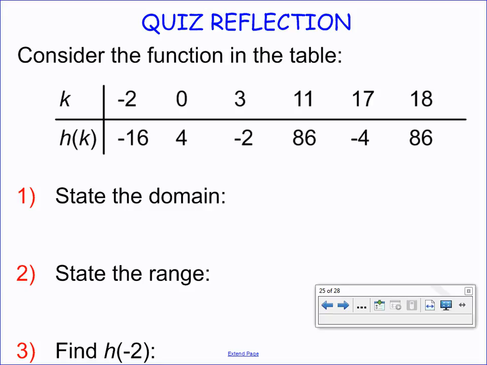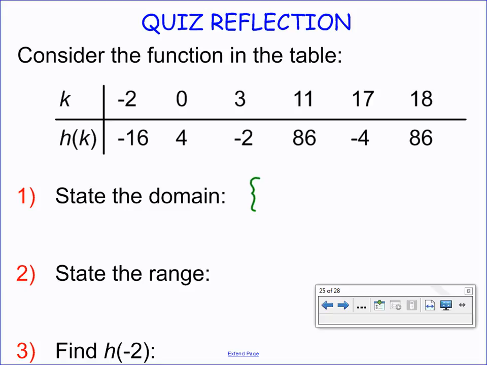Absolutely, right? The input values, generally the top row of a table or the first column in a T-chart, are the independent variable values. In this case, the k values. Perfect, thank you. And so we can list those. If we're given a table, then it's just a list of numbers with commas between them.